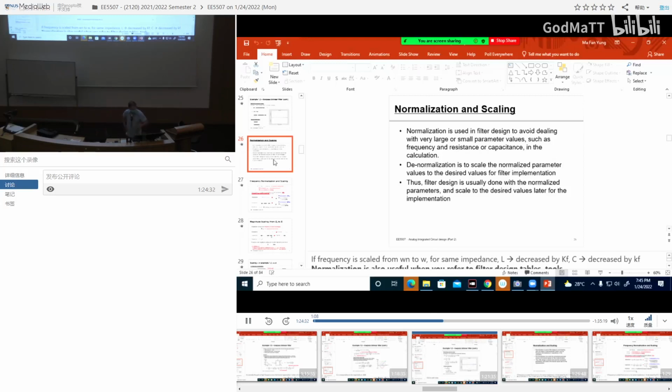Okay. So now we come to this concept in filter design called normalization and scaling. Why is this being used? Actually, the reason is very simple.